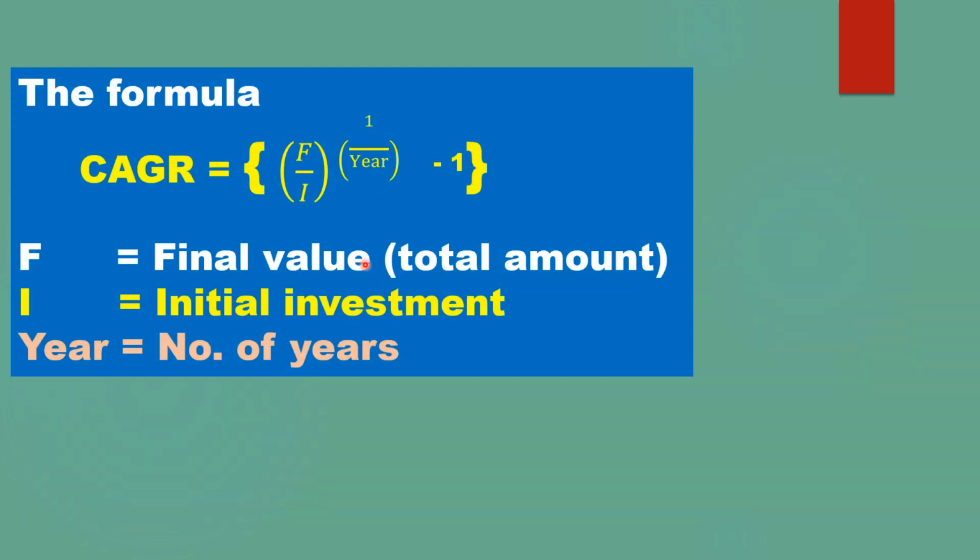What is the formula to calculate the CAGR? This is the formula. In this formula, F equals final value, that is the total amount you will get after investment, including your investment amount and profit. I is the initial investment, how much you have initially invested, and year is the period of investment, that is 5 years, 2 years or 3 years. CAGR equals F by I to the power 1 by year, and the whole thing minus 1.